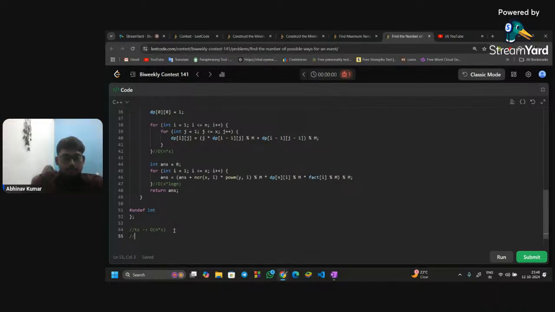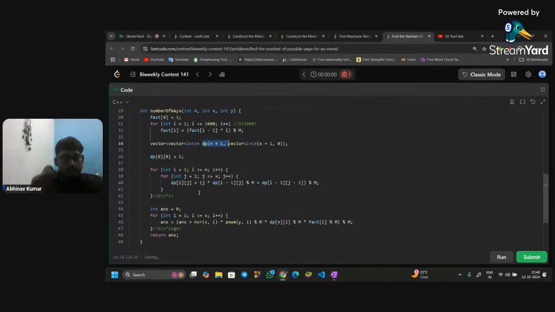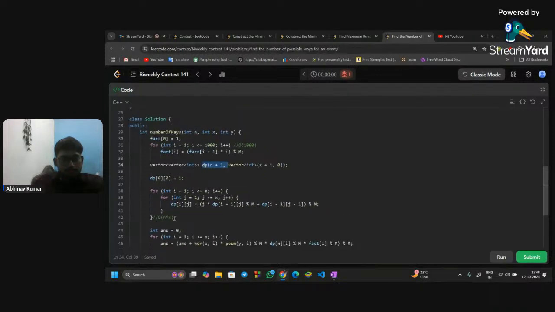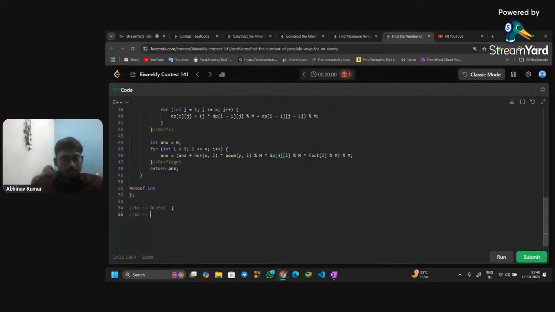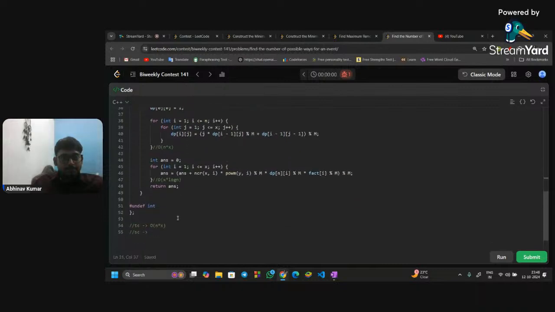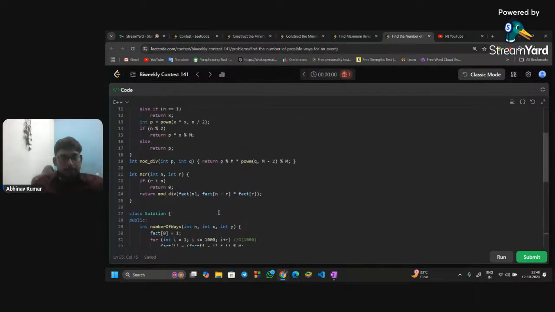Okay, and space complexity would also be n into x, since the dp is there. Other than that, nothing else is taking much space. The factorial is taking 1000 space. So order of n into x, you can say. Okay, I hope this problem is clear to everyone.